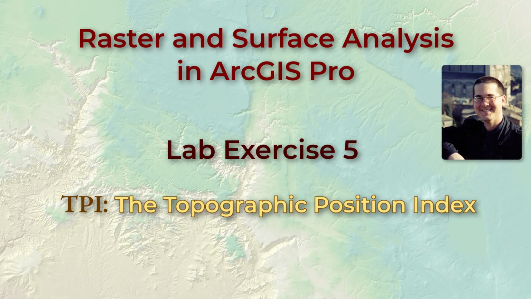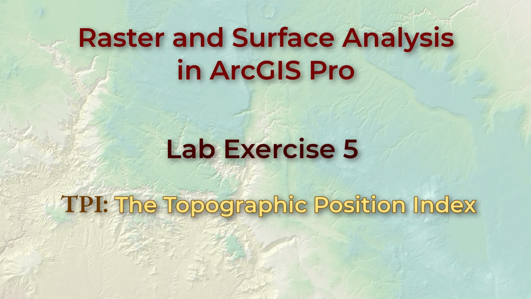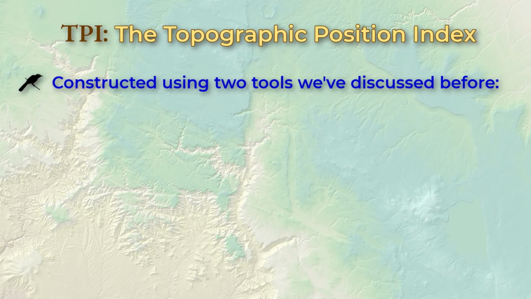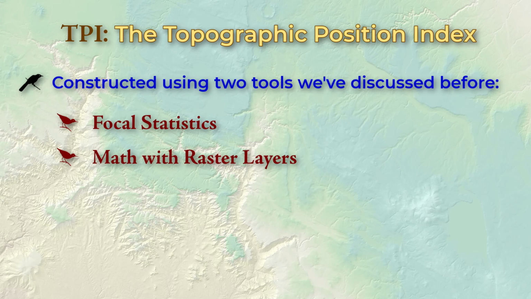Welcome to our 5th lab exercise on raster analysis. Here we're going to make use of two of our general raster tools, the focal statistics tool and the math with raster layers functions, to create a dataset called the Topographic Position Index, or TPI.